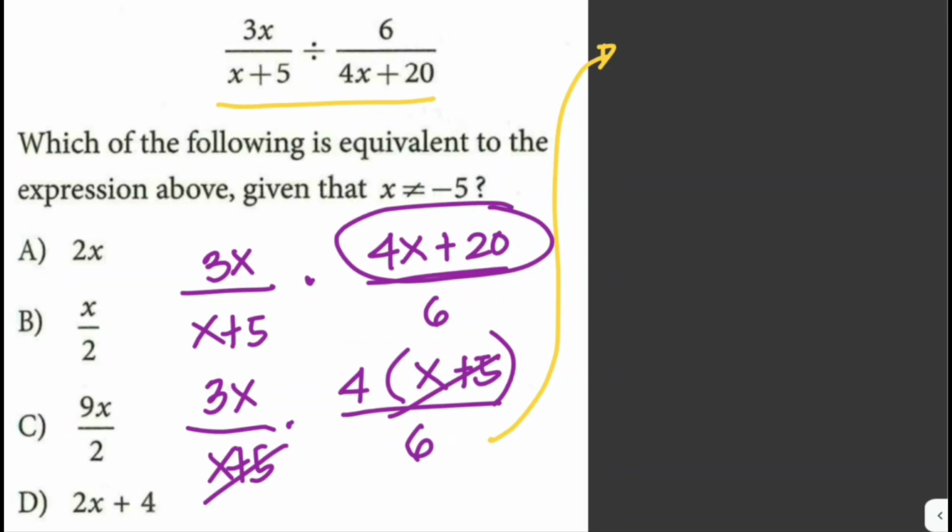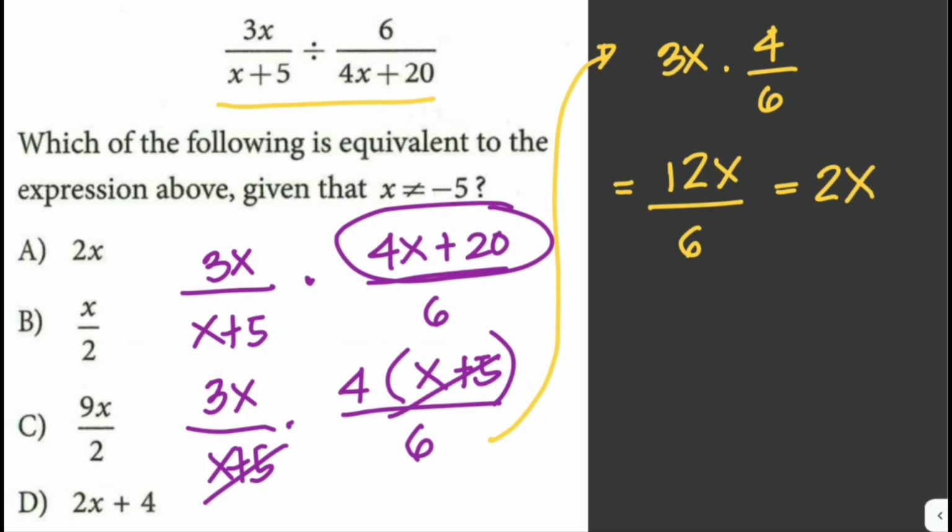So we have 3x times 4 over 6. 3x times 4 is just 12x over 6, and 12 divided by 6 is just equal to 2. So this is just 2x. So this whole expression here is just equivalent to 2x. So the answer here is letter A.